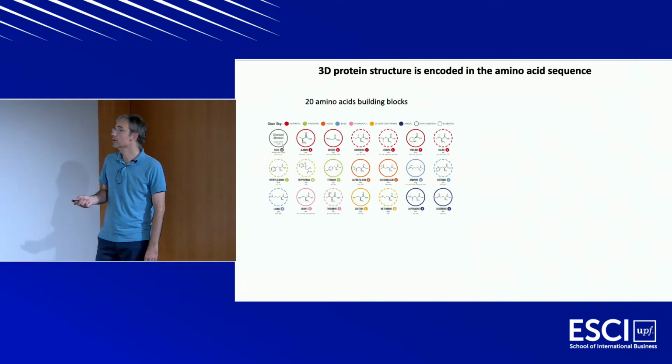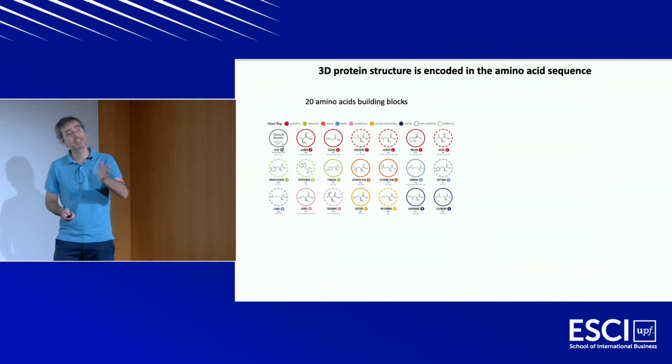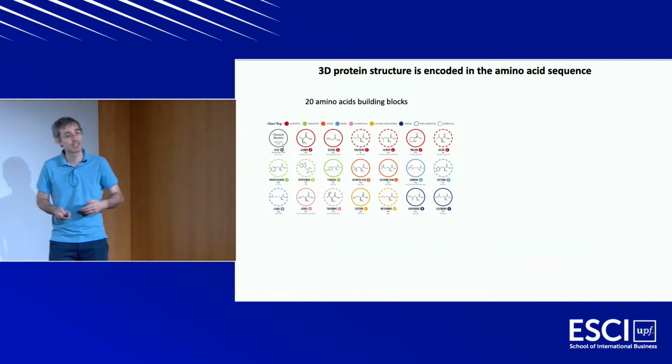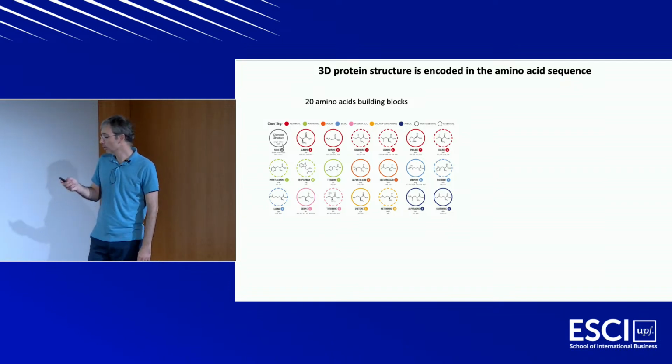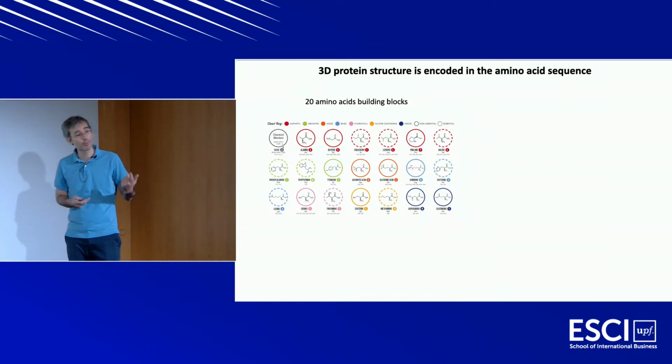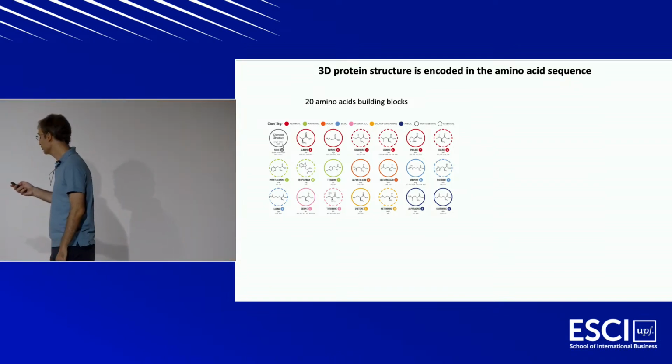So, just the key concept of a protein structure. Function is encoded in the structure, and the structure is encoded in the primary sequence, that is, the sequence of amino acids. So we have 20 building blocks with different physicochemical properties, which allow control of the overall structure of the protein.